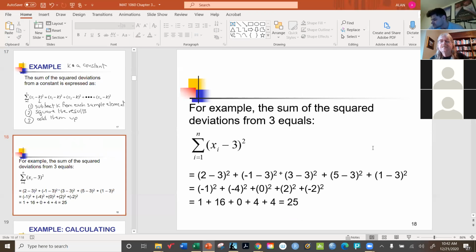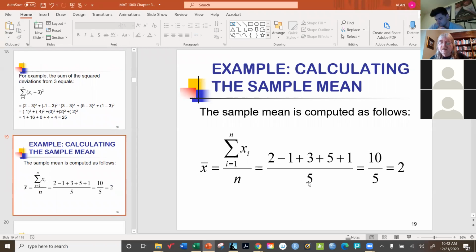Okay, so if we go back to our original example, in the numerator, again, you're adding up all these numbers. Now, since there's 5 elements in our sample, we divide our sum by 5, and it turns out that our mean is 2. So the average temperature in Toronto that week was 2 degrees Celsius. And that's what this is telling us.